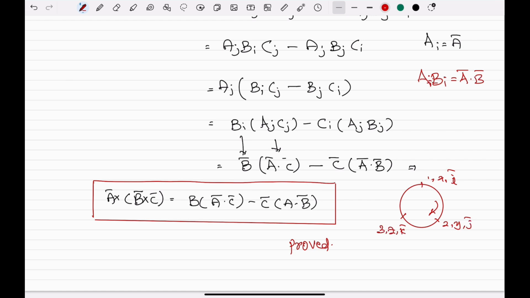And from next class onwards, we will be moving towards integral calculus, double integrals and triple integrals, and also Stokes theorem and Green's theorem. After that, we will take up differential equations.